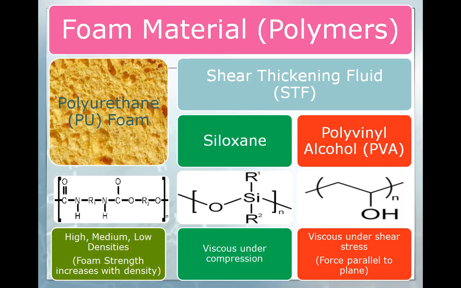Moving on, we have worked on three types of polymers as our foam material. They are chosen because they have good flexibility and are adequately comfortable to the user when worn. Firstly, we used polyurethane as we are able to vary its density, allowing us to investigate how density can affect the overall impact absorption. Next, we used two types of shear thickening fluid, namely the siloxane and polyvinyl alcohol (PVA). Siloxane turns viscous when compressed, while the PVA turns viscous under shear stress, or put simply, ripping.